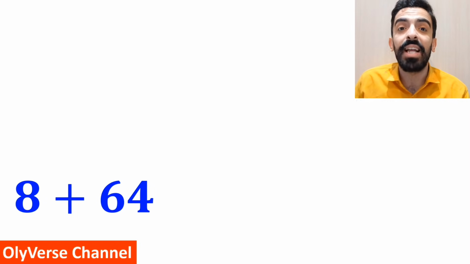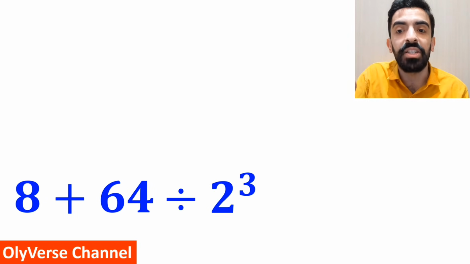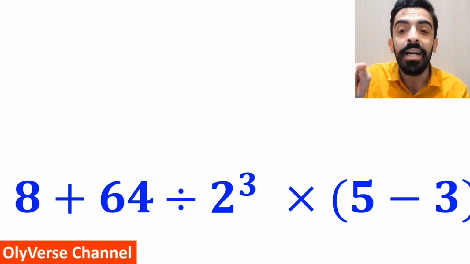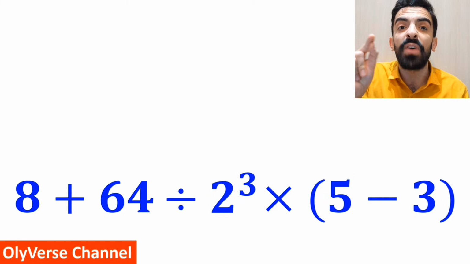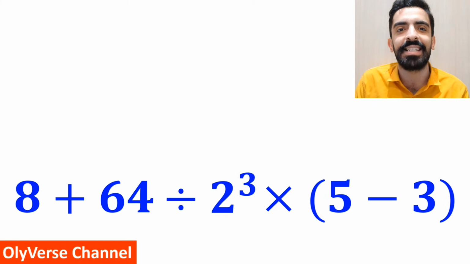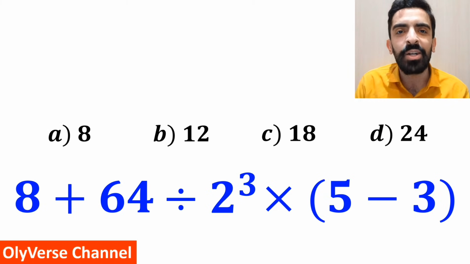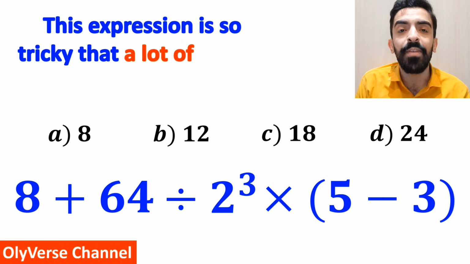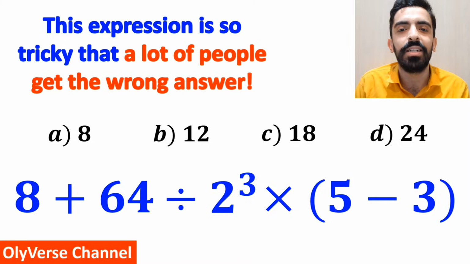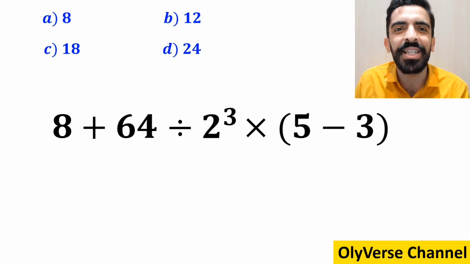What is the value of the expression 8 plus 64 divided by 2 to the power of 3 multiplied by (5 minus 3)? Which option do you think is the correct answer to this question? This expression is so tricky that a lot of people get the wrong answer. Let's go step by step and solve it together.